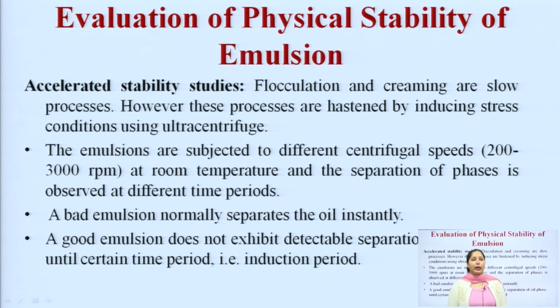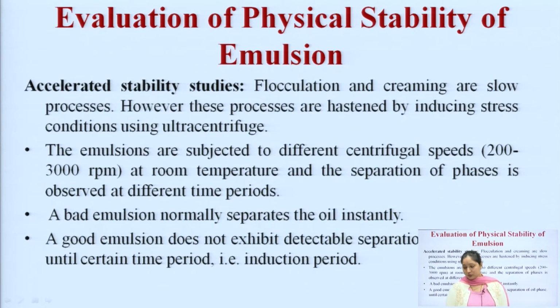Then another is your accelerated stability study. Flocculation and creaming are slow processes. However, these processes are hastened by inducing stress conditions using an ultracentrifuge. The emulsions are subjected to different centrifugal speeds, such as 200 to 3000 rpm at room temperature, and the separation of phase is observed at different time periods. A bad emulsion normally separates the oil instantly. A good emulsion does not exhibit detectable separation of the oil phase until a certain time period, that is the induction period.